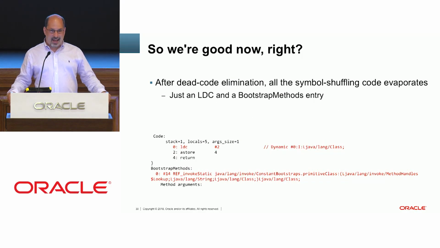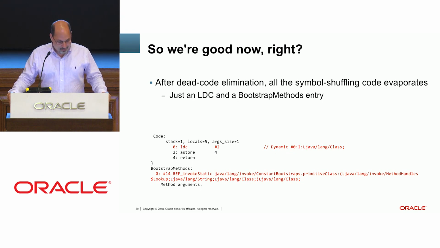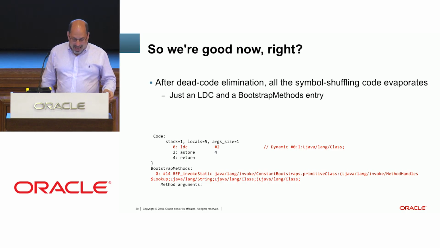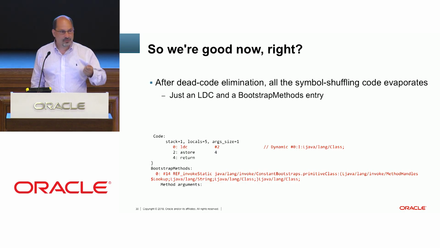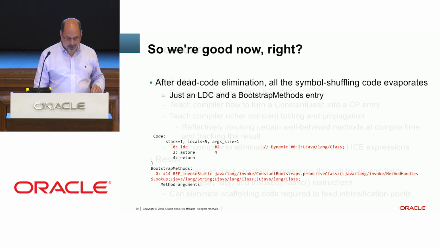And this is the code that we get out, which is actually the code we wanted, right? So all that's in there is a single LDC, and it points to a bootstrap method entry whose bootstrap is the primitive class bootstrap that Dan gave an example of earlier. And there we are, okay? So that's really cool. All right, so that's great for intrinsification. Like I said, I'm going to talk about 3 things, so I've just checked off one of them. What else can we do with this?